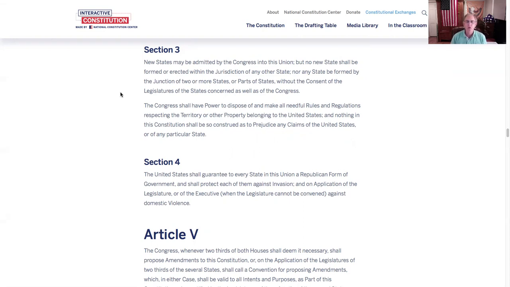The Congress shall have power to dispose of and make all needful rules and regulations respecting the territory or other property belonging to the United States, and nothing in this Constitution shall be construed so as to prejudice any claims of the United States or of any particular state. Section 4, the United States, when it comes to its relation to the states: the United States shall guarantee to every state in this union a republican form of government, and shall protect each of them against invasion, and on application of the legislature or of the executive, when the legislature cannot be convened, against domestic violence.